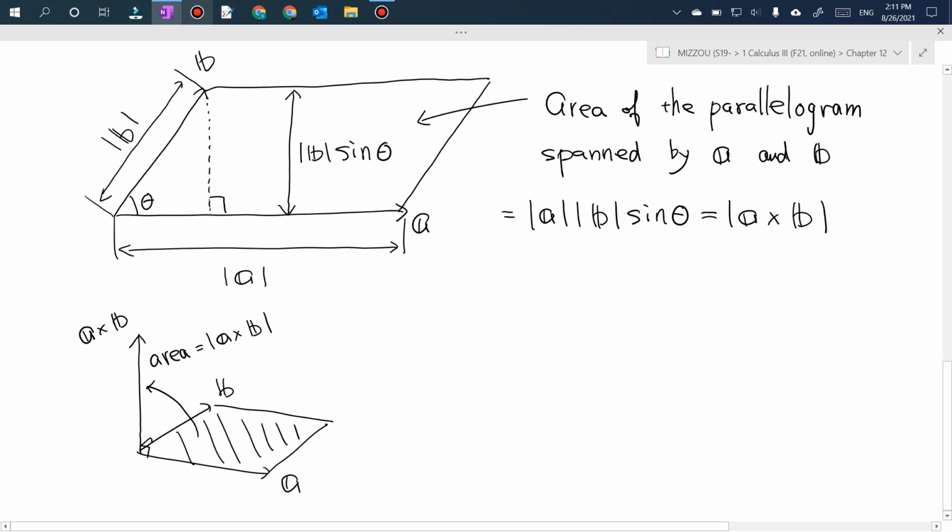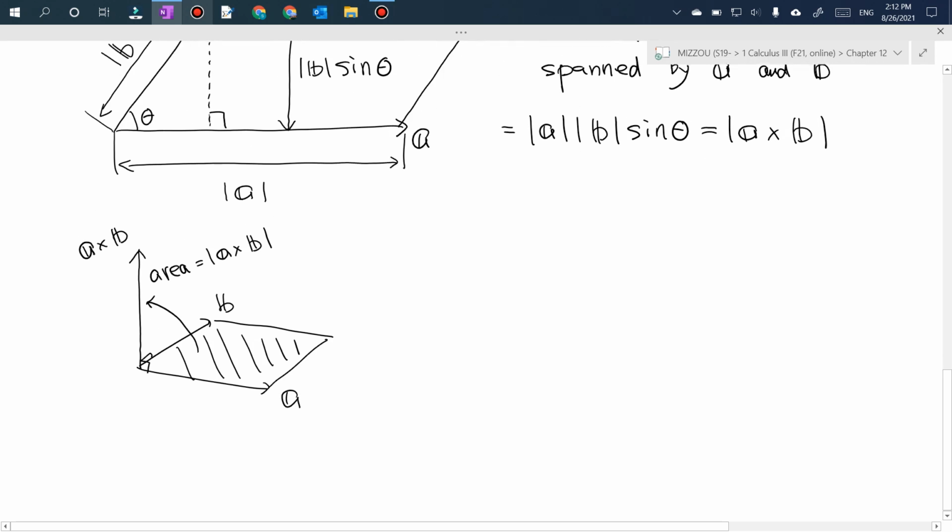So therefore, if A and B are parallel to each other, namely if the angle theta is 0, or maybe 180 degrees, namely suppose your A is like this, and your B happens to be like this, or maybe like this, then of course there is no parallelogram, there is no area. Basically the parallelogram gets collapsed, so to speak. So in that case, sine theta is 0. That means the area is 0. So therefore, the cross product has magnitude 0, which means the 0 vector.